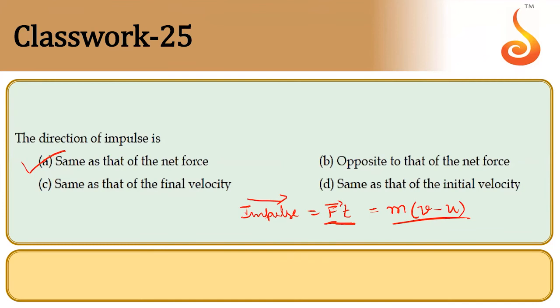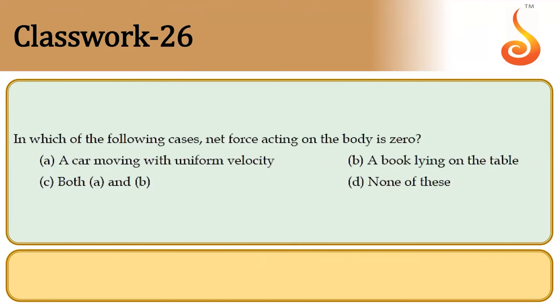Yes. Towards the end, we have some little complicated questions. We'll take up that also. We'll just rush through this. In which of the following cases is the net force acting on the body 0? A car moving with uniform velocity, a book lying on table, both A and B, none of these.